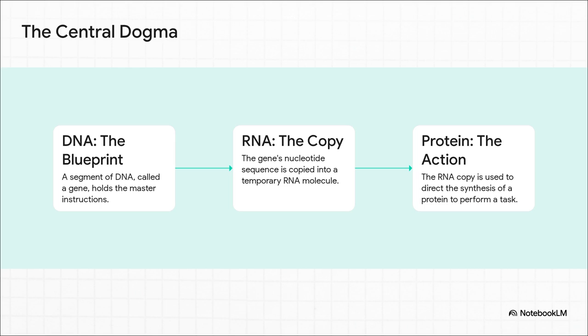This RNA, the working copy, then leaves the nucleus and goes out to a cellular factory. There, its instructions are read, and they're used to build a specific protein. And proteins, well, they're the action heroes. They're the little machines, the enzymes, the building blocks that do all the actual work in the cell. So DNA to RNA to protein. That's the core process. That's the whole game.